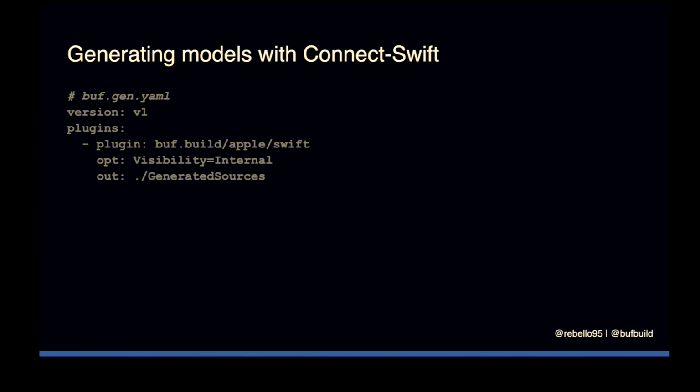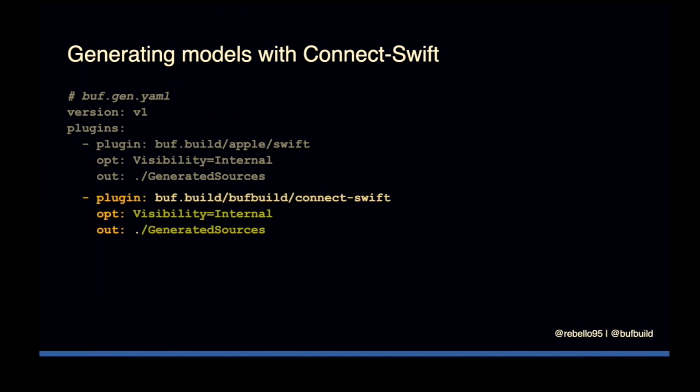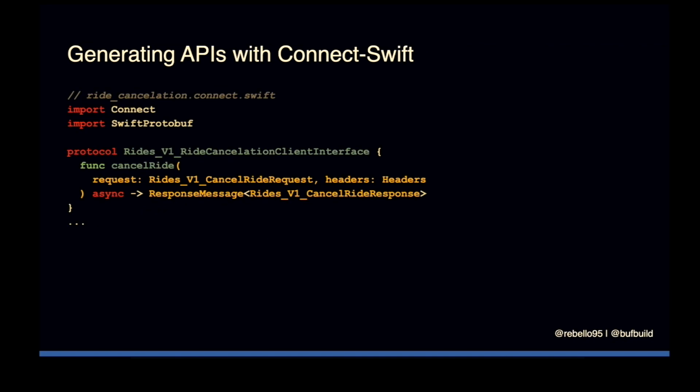OK, so going back to our configuration file, if we want to generate code for Connect, we just add another entry. So we'll add Connect Swift. We'll put it in the same generated directory that we put our models in, and we'll use the same visibility option. So when we generate, the first part of the file that we'll see is this protocol interface. And you can see that the protocol interface corresponds pretty clearly with the service that we wrote in our Protobuf definition. And then it contains one function that corresponds to the RPC that was in that definition as well. And so it accepts a cancel ride request, returns a cancel ride response, and it exposes a nice Swift async await interface.